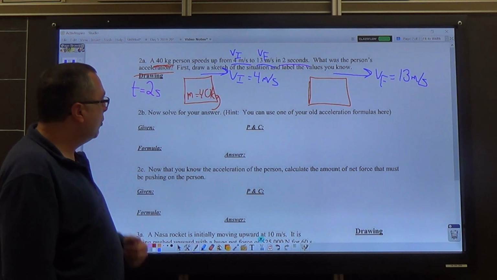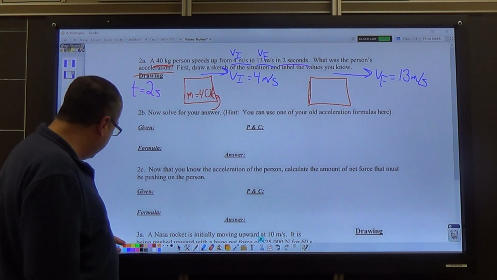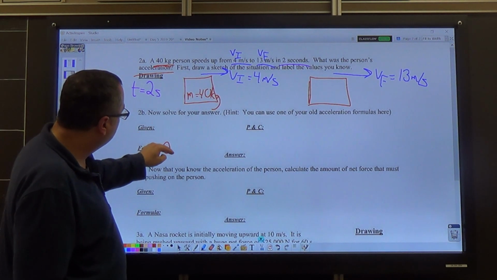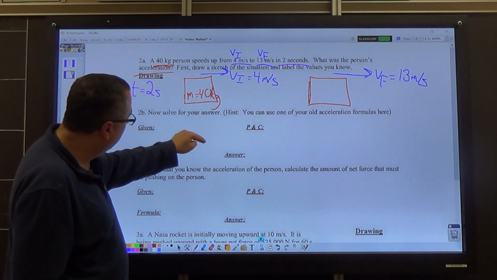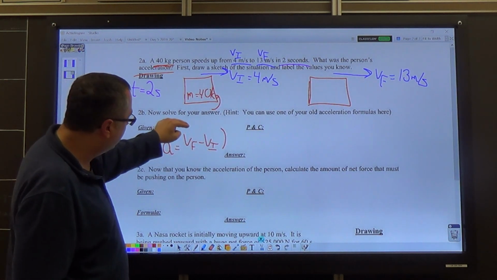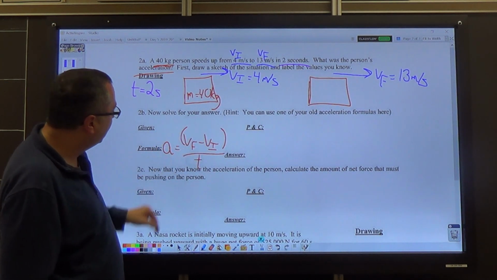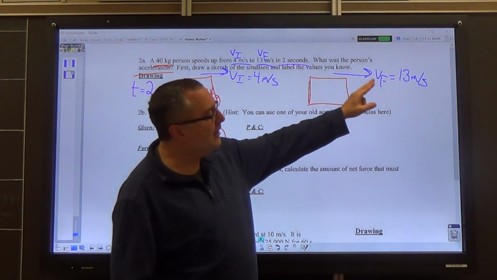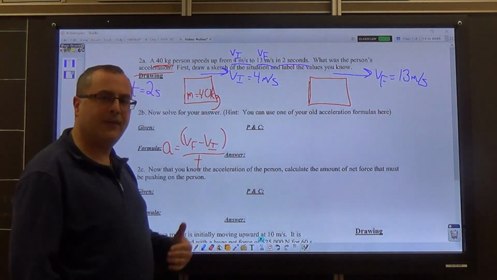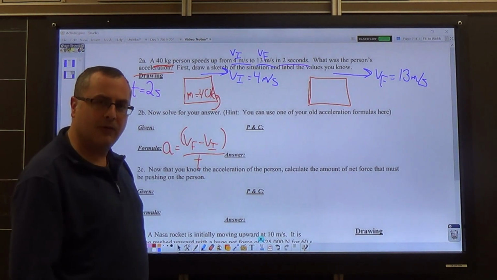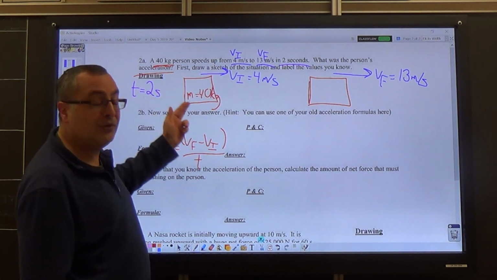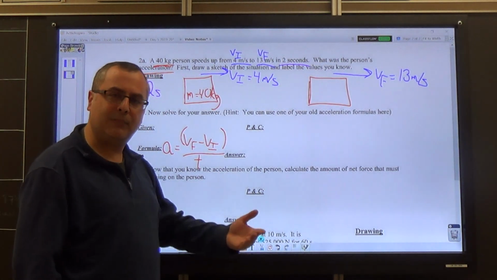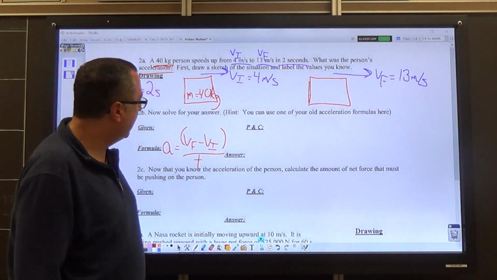But if you take a look at your old acceleration formulas, you should see that the formula here would be acceleration equals the final speed minus the initial speed, or velocity, divided by the time. So basically, they go from 4 to 13 meters per second. When you do the math, the change in speed is 9 meters per second. And it took them 2 seconds to change that speed. The acceleration is going to say, well, then how much does their speed change every 1 second?